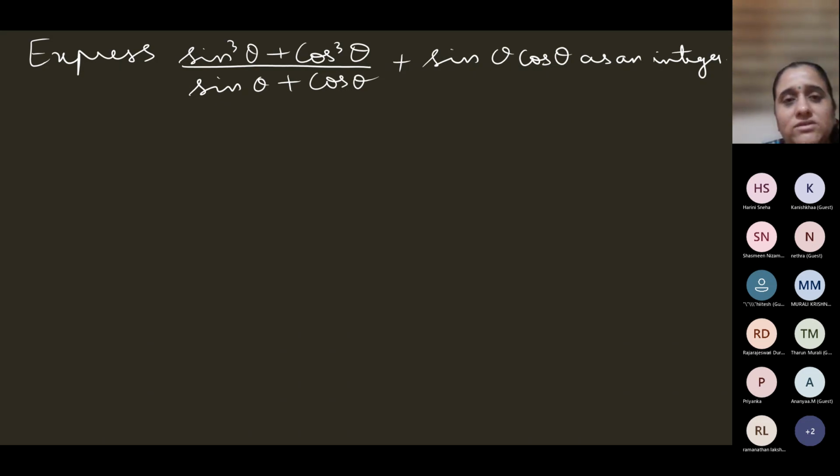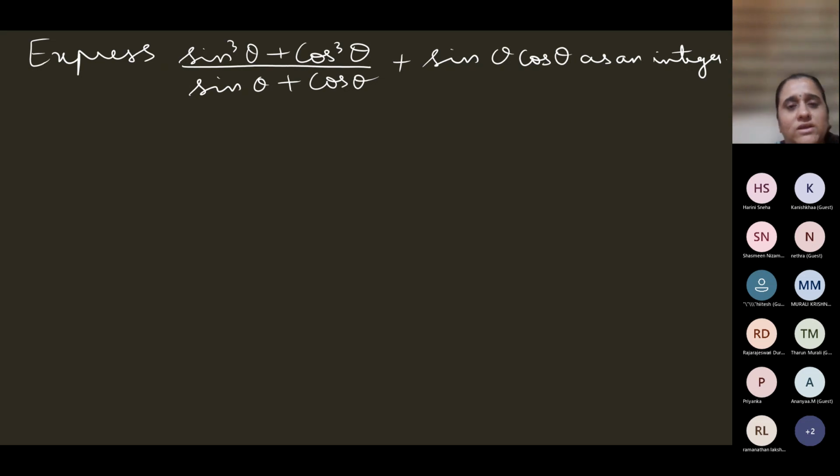Now, when we say secant square theta minus tan square theta is 1, it's a trigonometric identity because it's an equality. There is LHS, there is RHS. An identity is an equality. It will have the LHS and the RHS. And secant square theta minus tan square theta is equal to 1 is an equality which has trigonometric ratios. It's a trigonometric identity because it holds good for all values of theta.